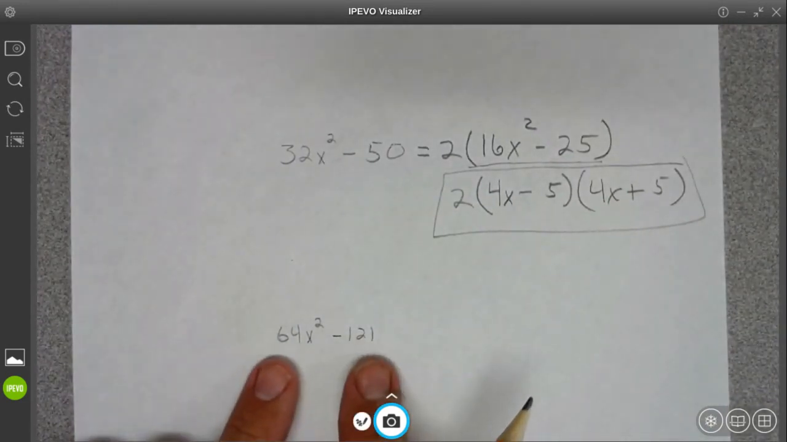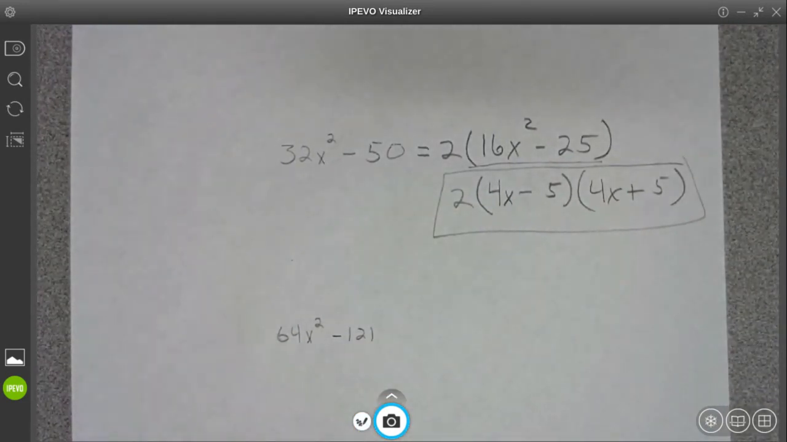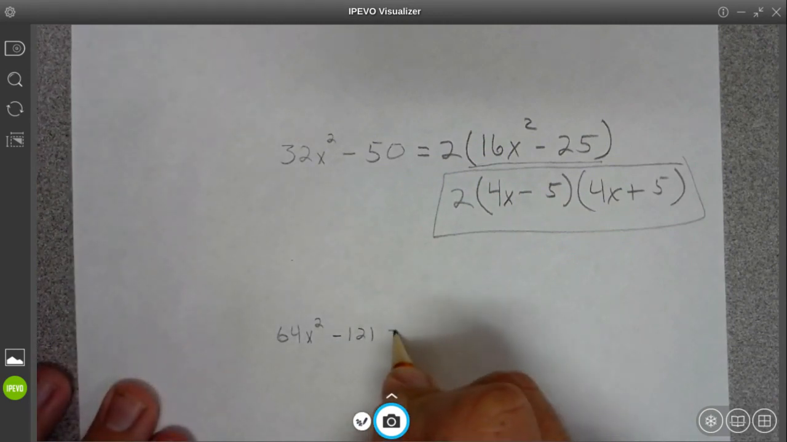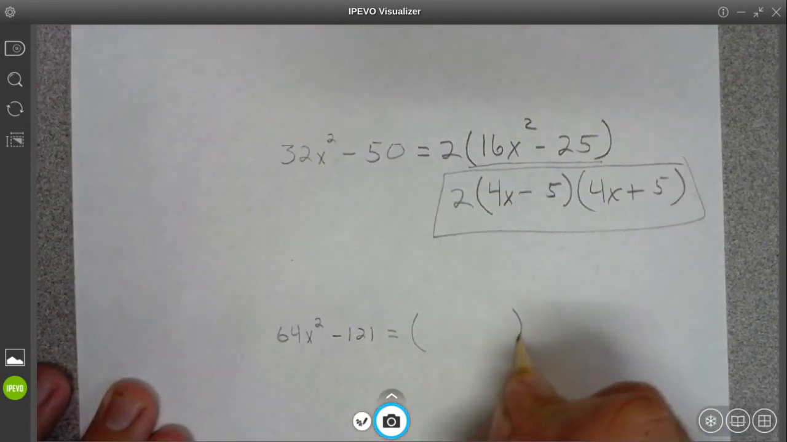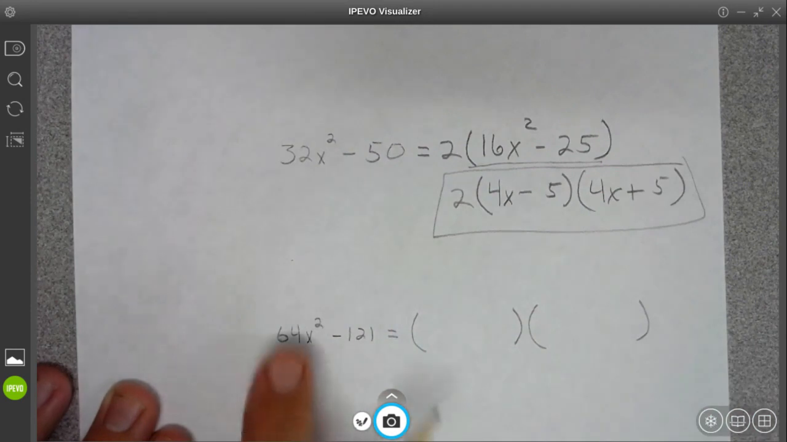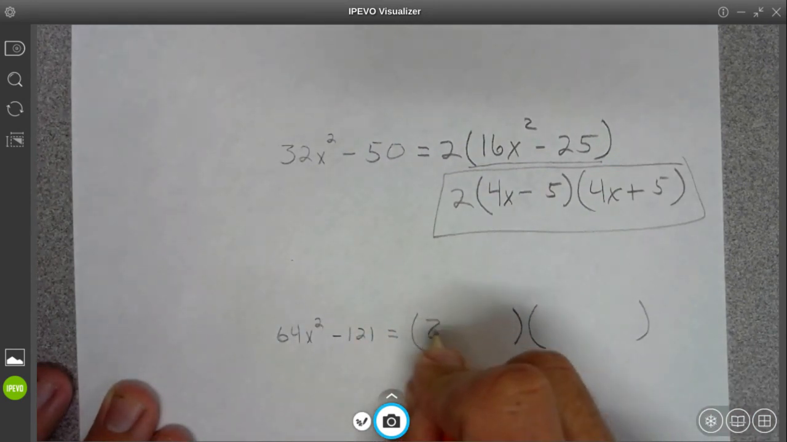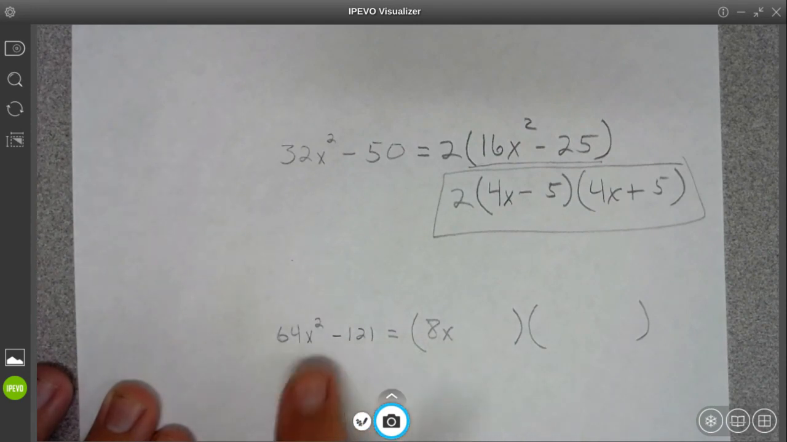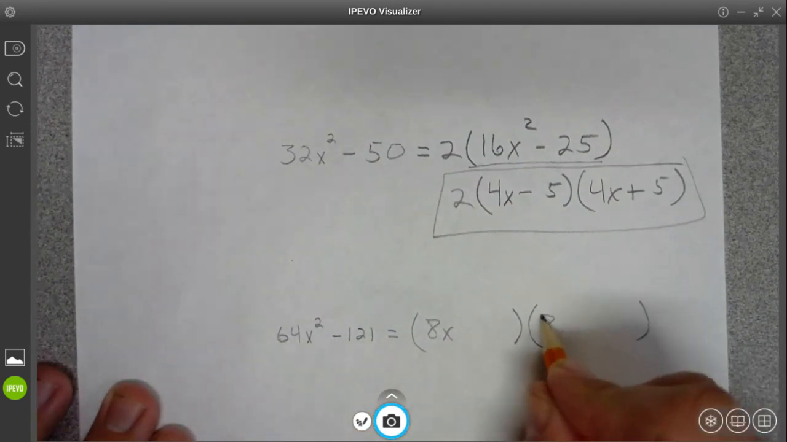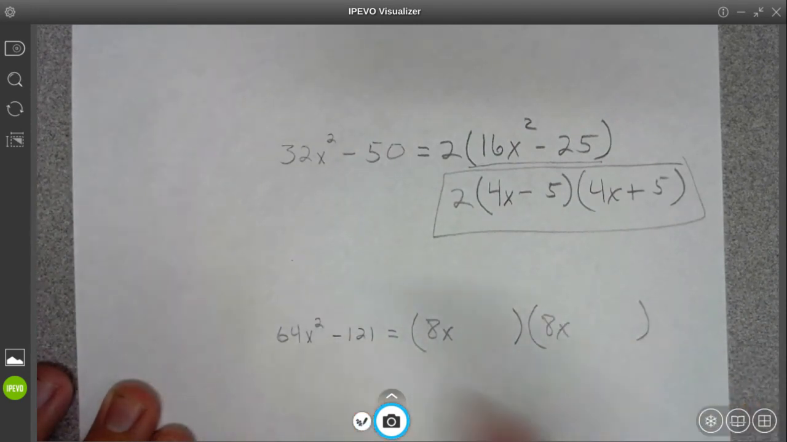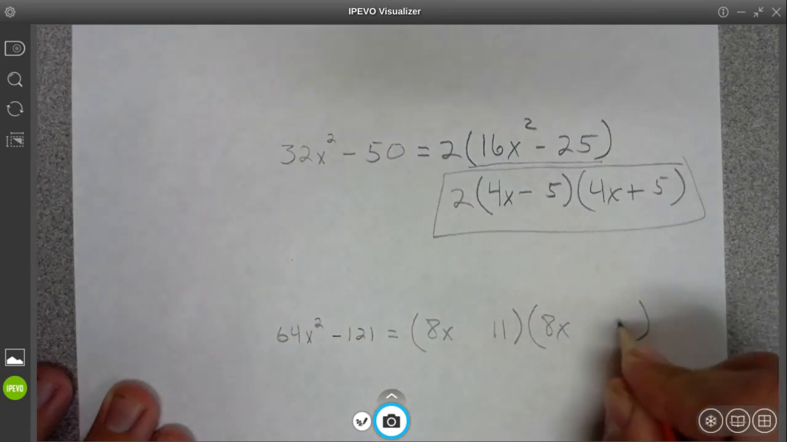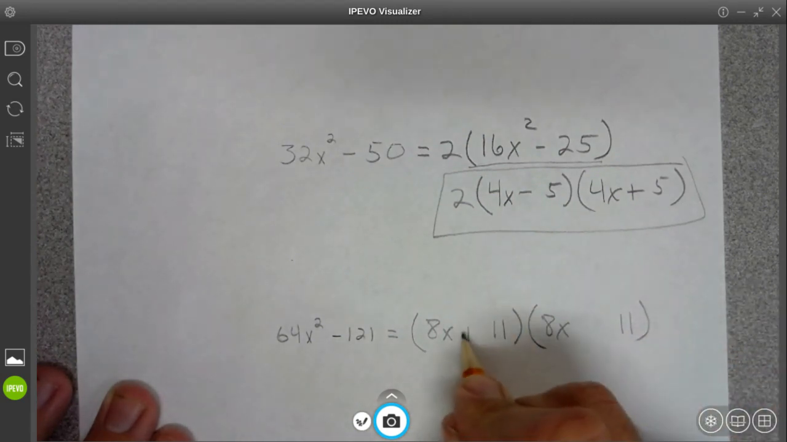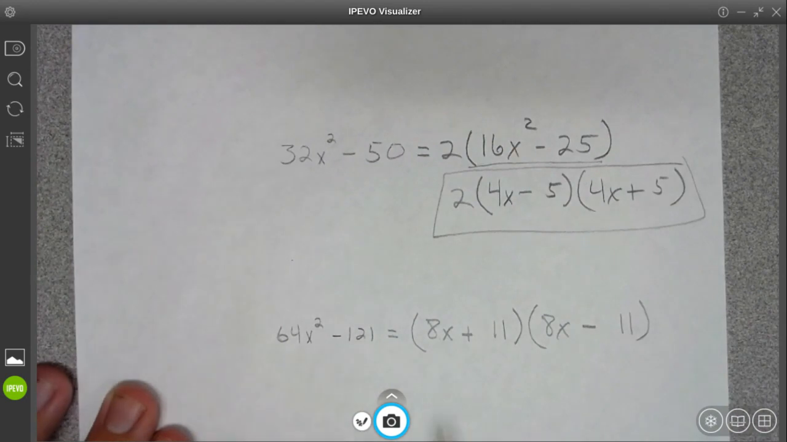Now, 64 and 121, they don't have a greatest common factor, but it will factor using difference of squares. So the square root of 64 is 8, and then x times x is x squared. And then the square root of 121 is 11. One's plus, one's minus. And that's it.